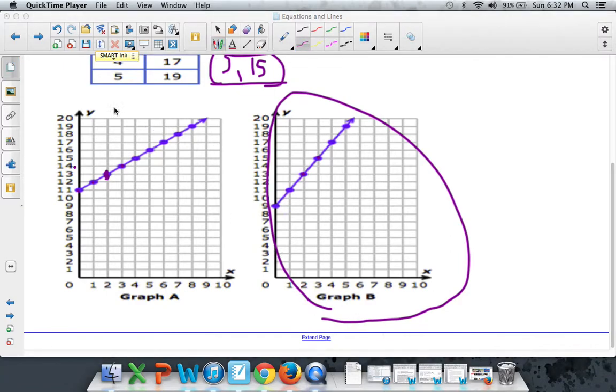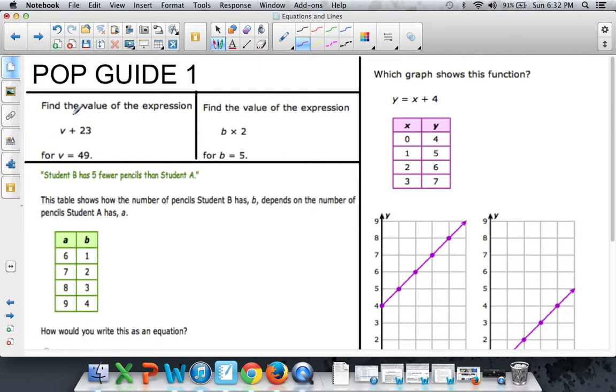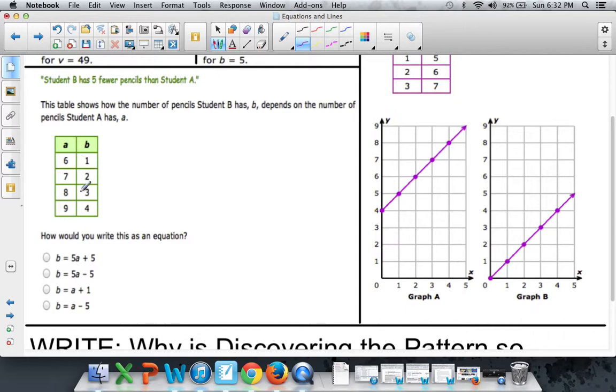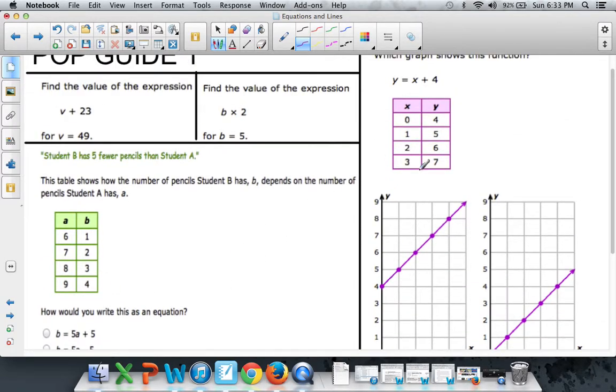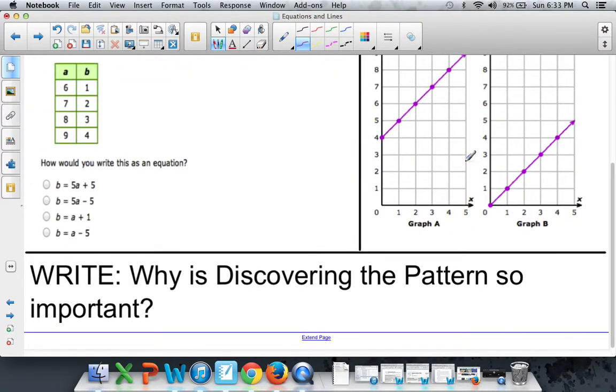Really quickly, I'm going to give you guys a look at your pop guide. You have a question right there for simply substituting and solving. Down below, they give you a table, and they want you to find the pattern in which equation fits the pattern that you see. Right next door, a table with ordered pairs, and which one of these graphs with a line match the table? Graph A or graph B? You decide.